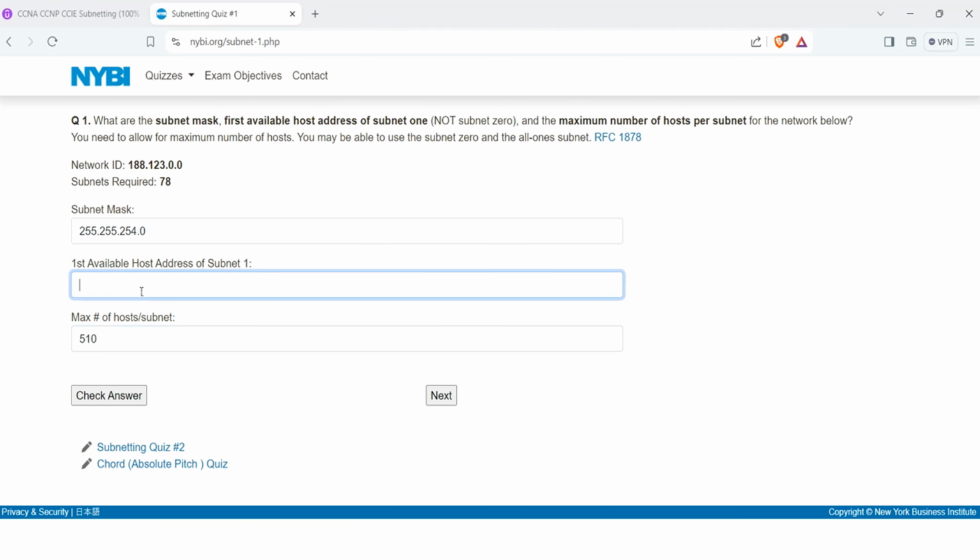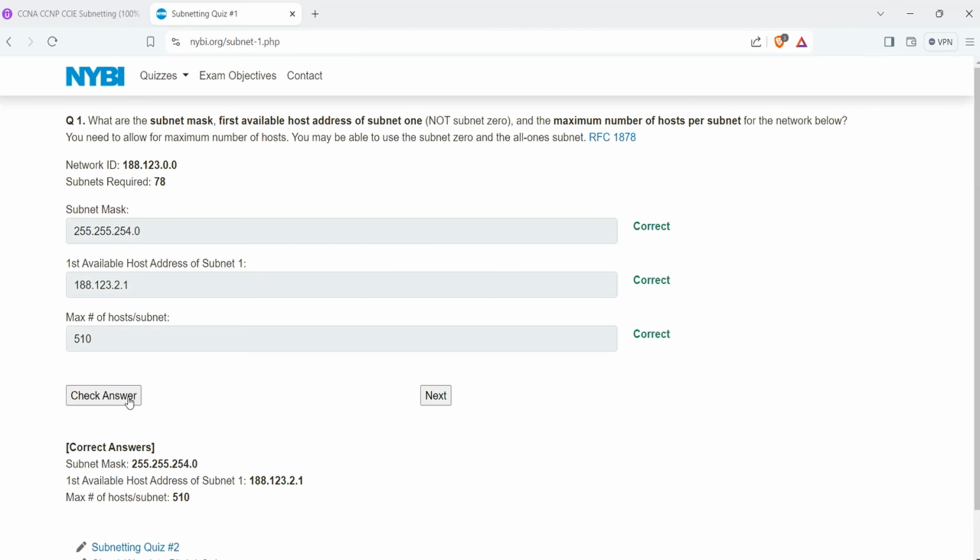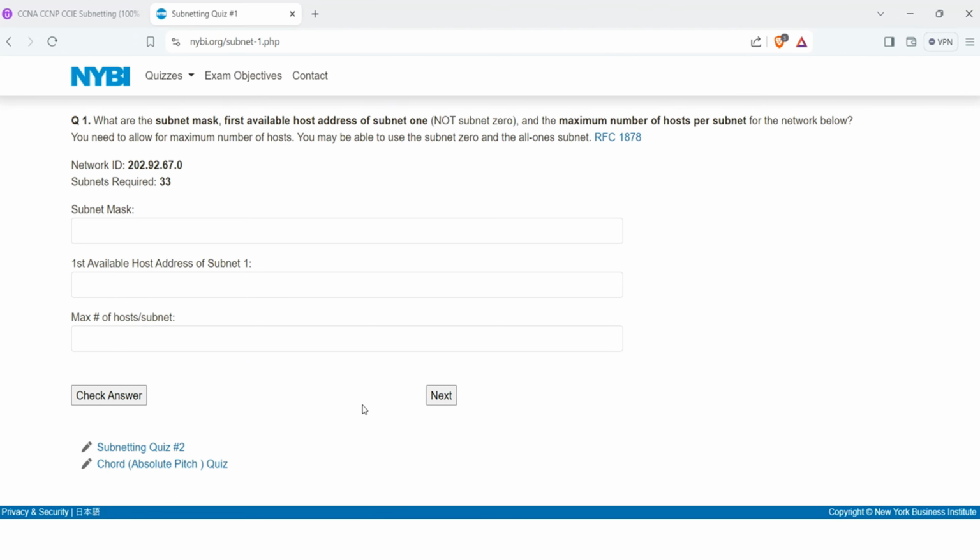Okay, let's take a look and see subnet number 1. Now, the value of the last bit that I borrowed was a 2. Subnet 0 is always a 0. Subnet 1 is the increment number, which is a 2. After 2, it's a 4. So it's between 2 and 4. So 188.123.2.1. All right. Okay. Let's take a look and see over here. Perfect. Let's go next.